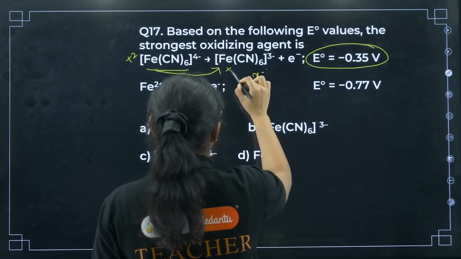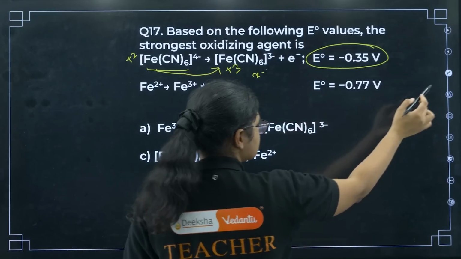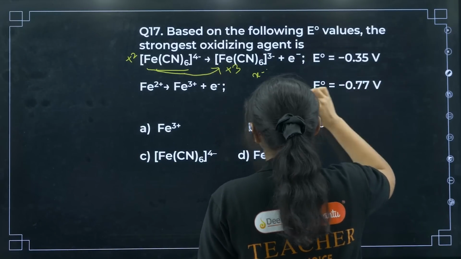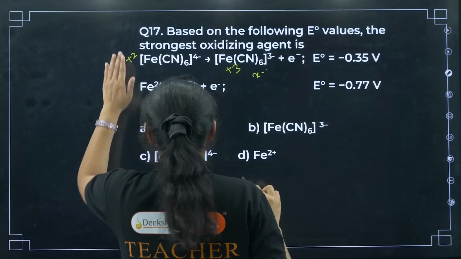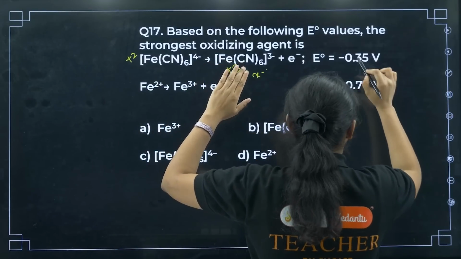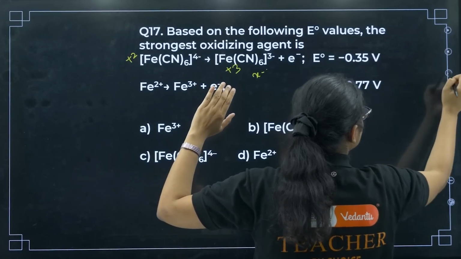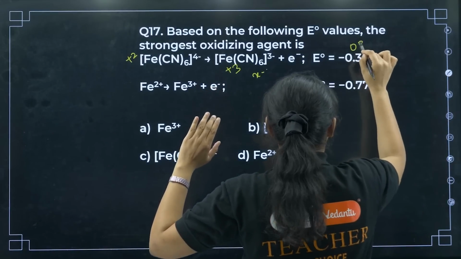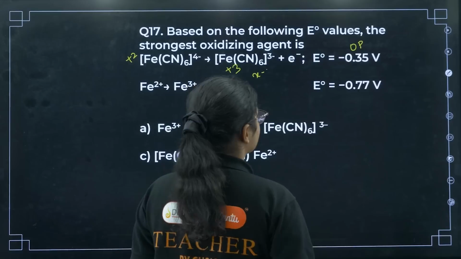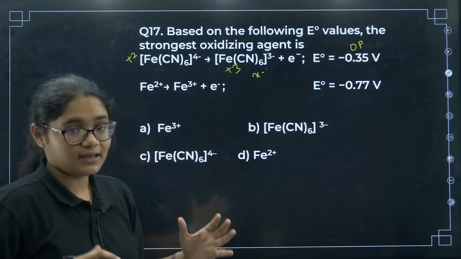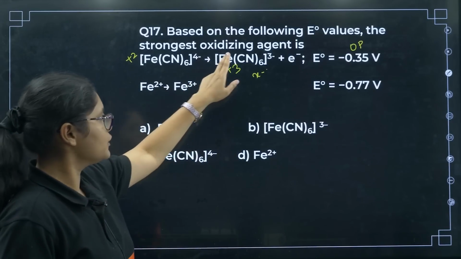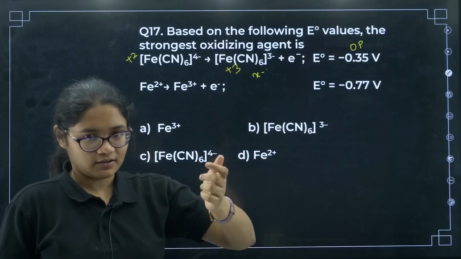This is plus 3, sorry, the oxidation potential is given then. We have to be very careful. See, plus 2 to plus 3, that means the oxidation potential is given. Just a minute. Yes, this is oxidation potential given. For here also oxidation potential is given. Very tricky question. See, you want to find the oxidizing agent, right?